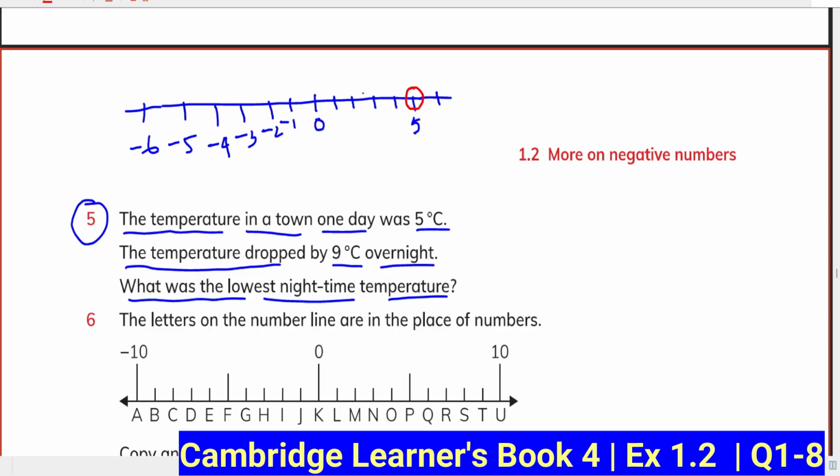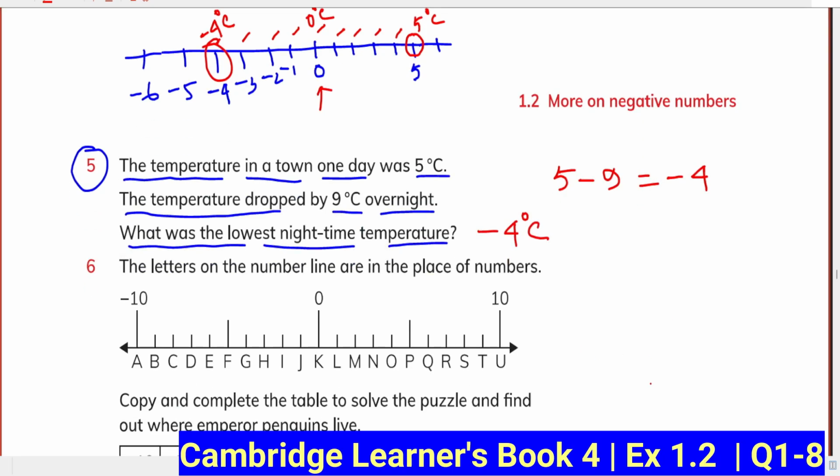On a straight line, it should go back. It means 9. 1, 2, 3, 4, 5, 6, 7, 8, 9. So at that time the temperature will be -4 degrees Celsius. Why? Because 5 minus 9 equals -4. It means a negative number. Negative means very cold. So it's -4 degrees Celsius. Here is 0 degrees Celsius, and here in the daytime, it's 5 degrees Celsius.